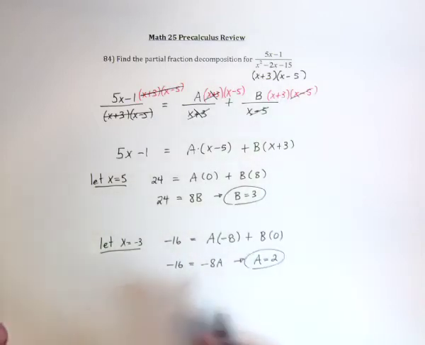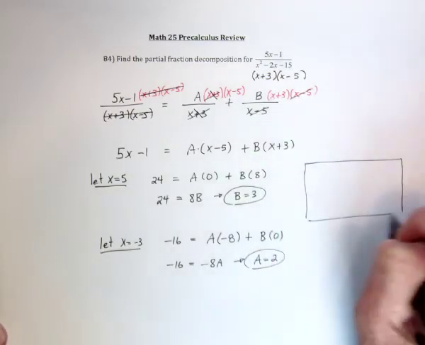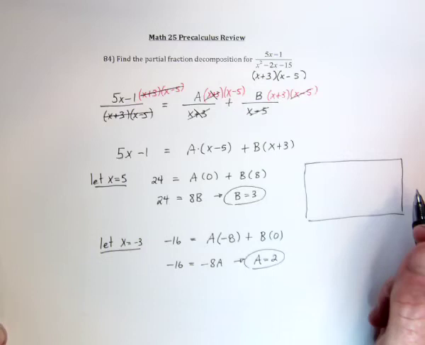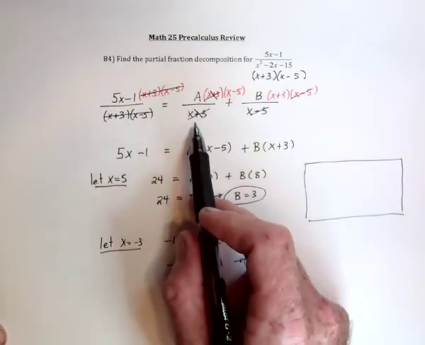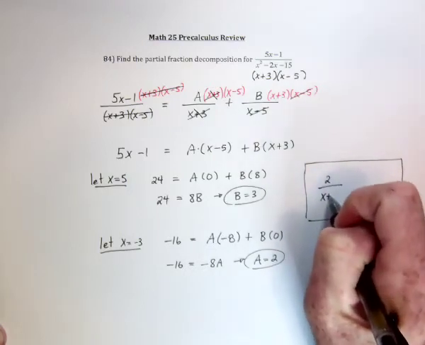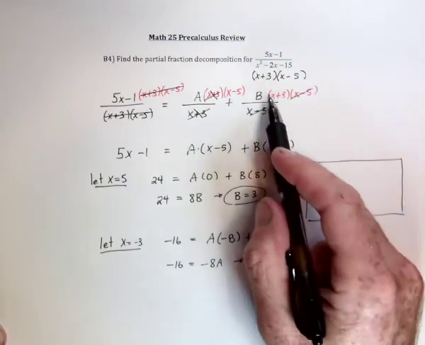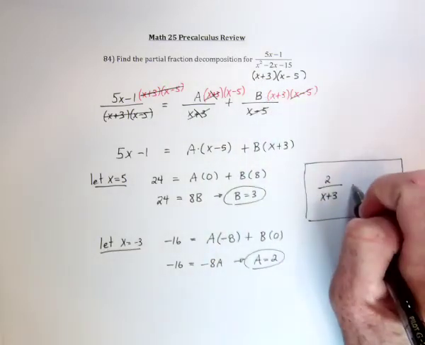So that means that the partial fractions, or the partial fraction decomposition, is going to be A above x plus 3. So A was a 2 above x plus 3. And then B above x minus 5. So B was a positive 3 above x minus 5.